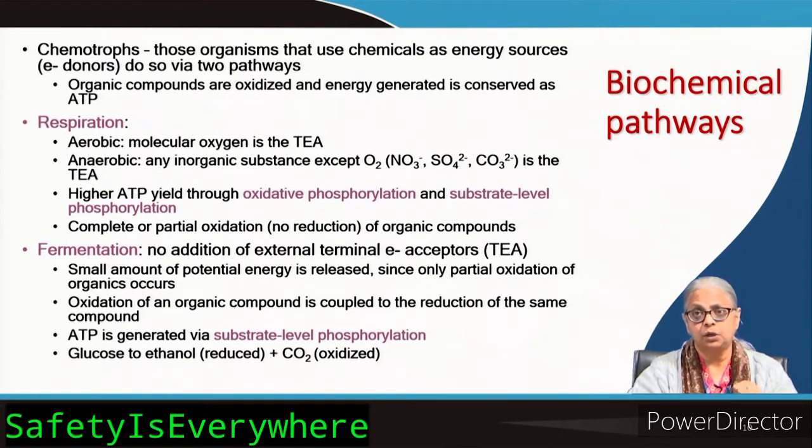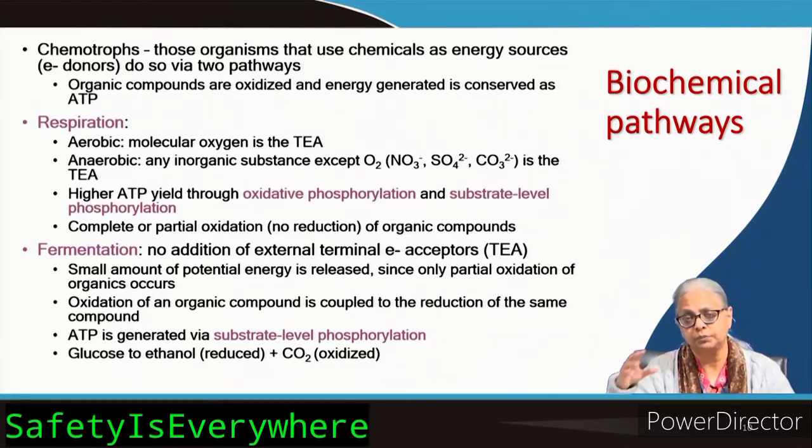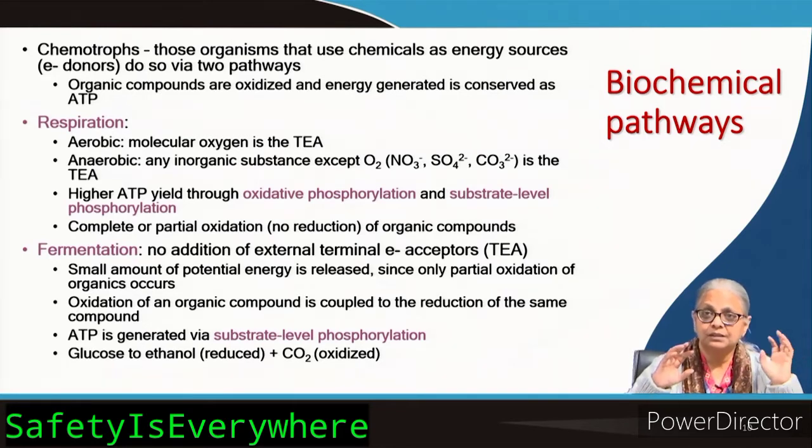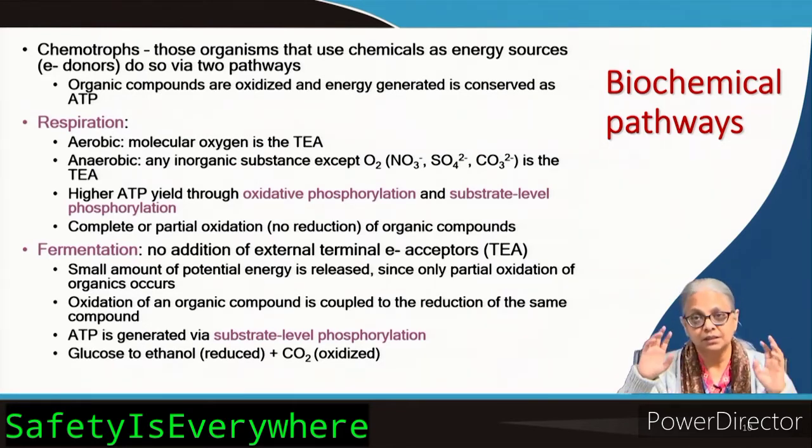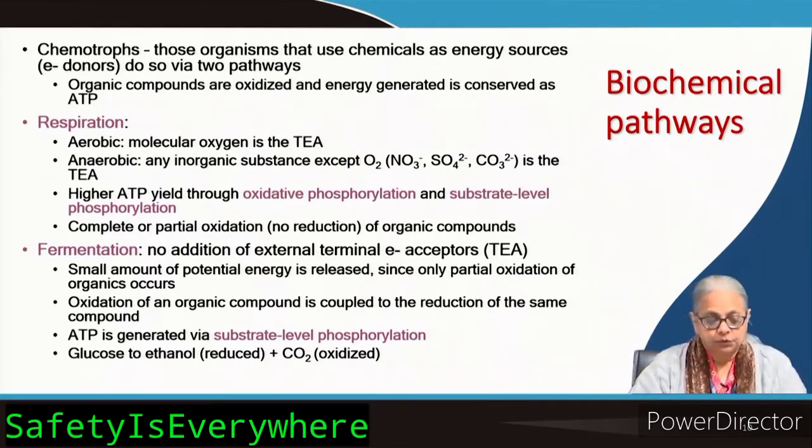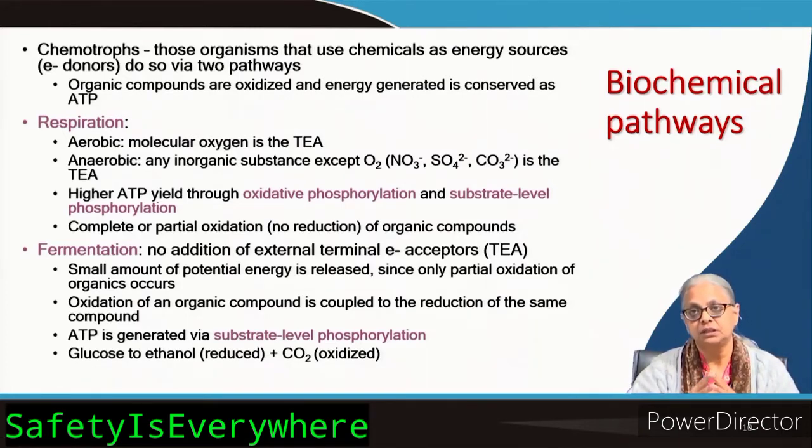So, the same organic compound, whether it's pyruvate, acetate, glucose, whatever it is, is going to be partially oxidized and partially reduced. So, half of it will be reduced, half of it will be oxidized. Whatever electrons are being generated in the oxidation reaction will be picked up in the reduction reaction. Because there is no combination with an external terminal electron acceptor, very small amounts of energy are released, because you get only partial oxidation of the organic compound.